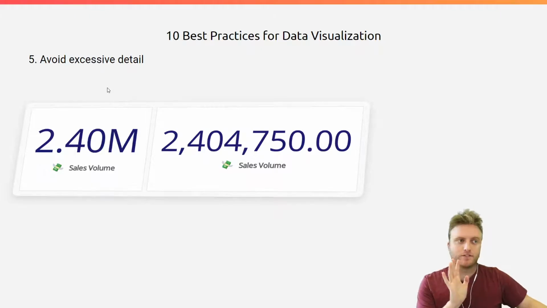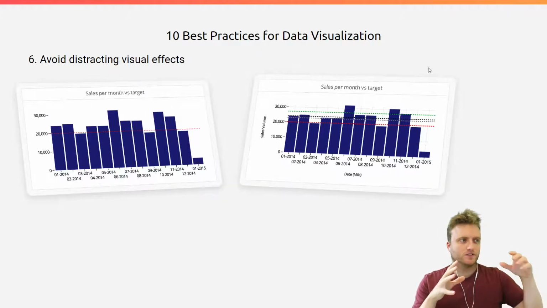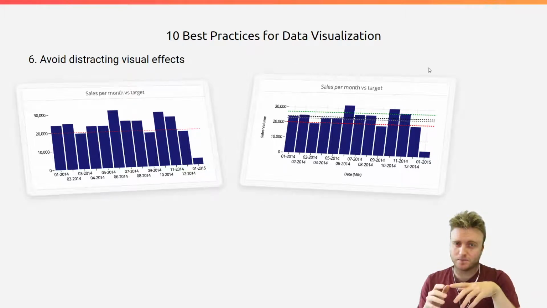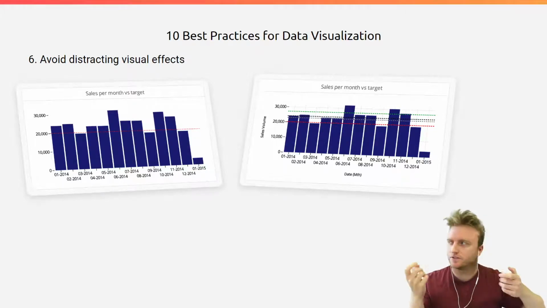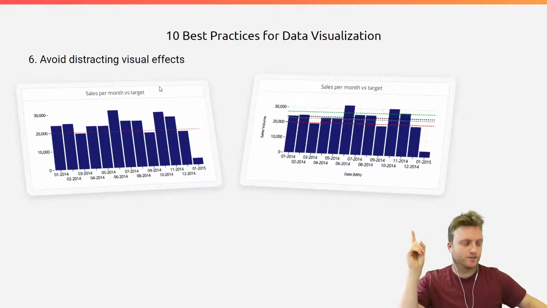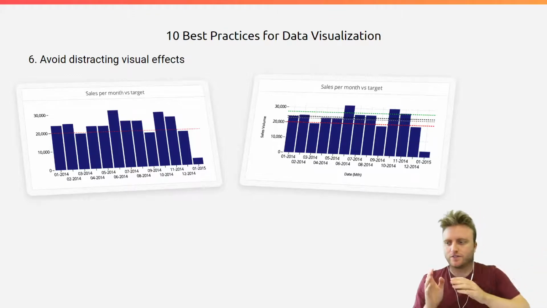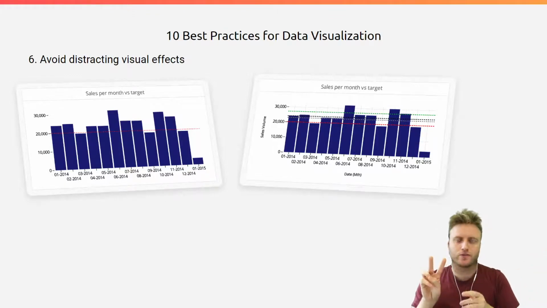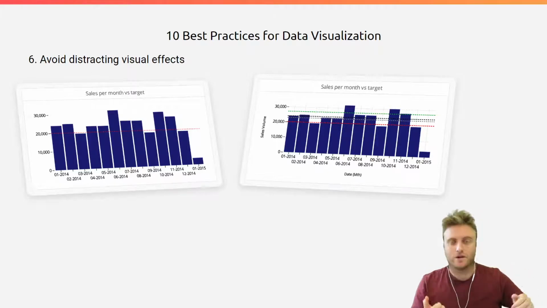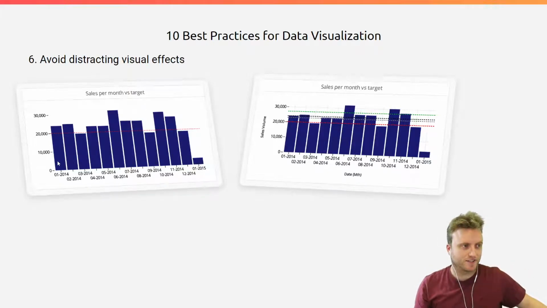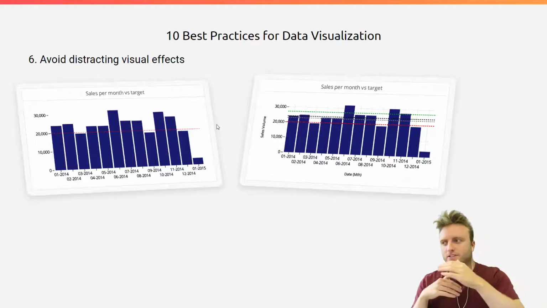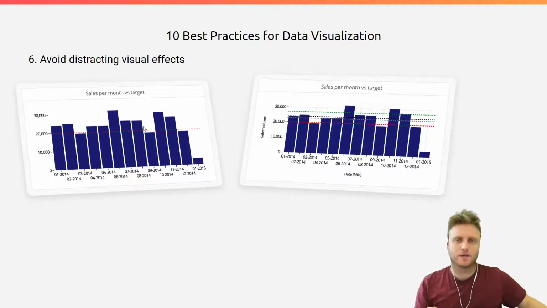Let's continue. Only 5 more to go. Avoid distracting visual effects. Why is that important? Let's just have a look at the chart itself. You want to visualize sales per month versus the target. So you have sales per month versus target, only 2 things. In the left chart, you have your sales for each month, first, second, third month, no problem. And you only have one dotted red line, which is showing you the target. Did they achieve their goal or not? That's what you can see right here.